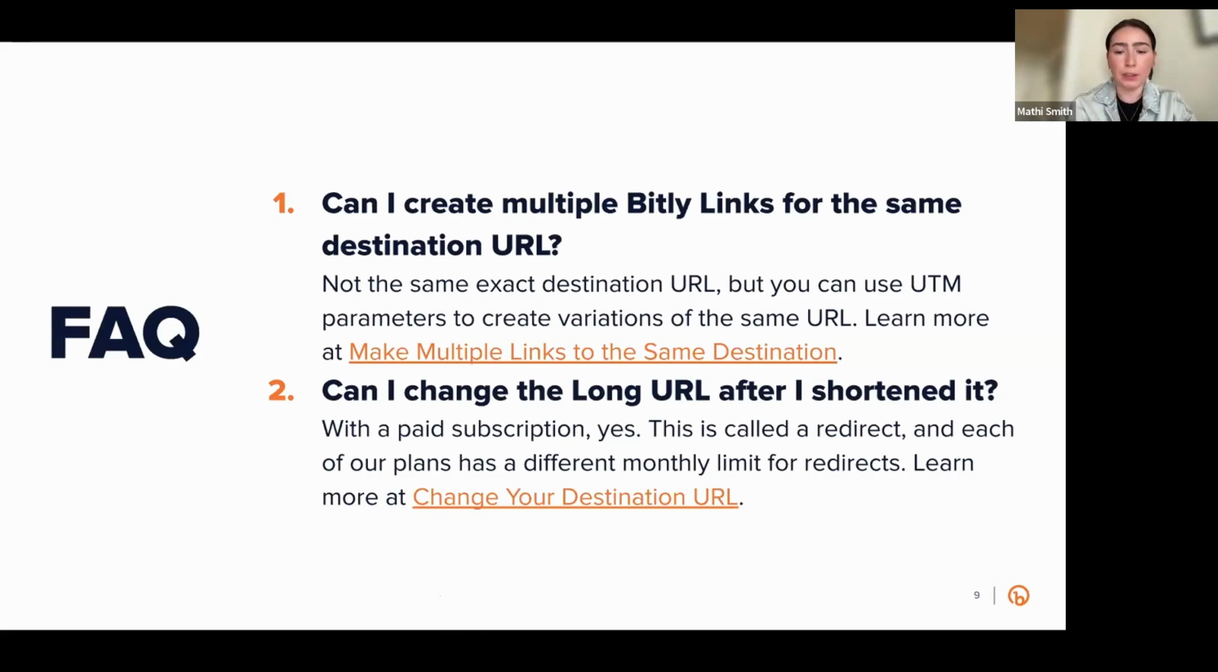So one of the most common questions we see is, can I create multiple Bitly links for the same destination URL? That is such a common question, and it's a really useful thing to be able to do. So I understand why people ask it. You can't to the exact same URL, but UTM parameters allow you to create variations of the same URL, and then you can again better track which one of those links to that destination somebody actually clicked on.